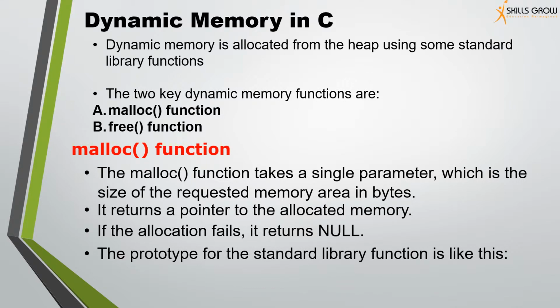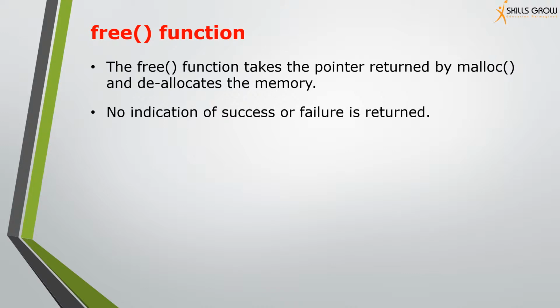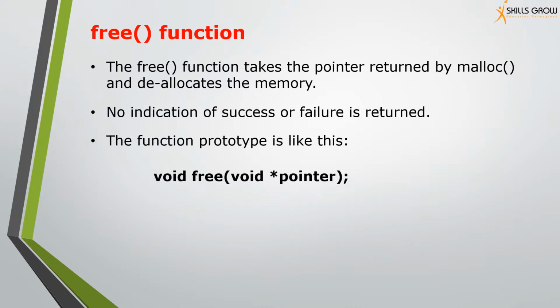The prototype of the function is as follows. And the free function: the free function takes the pointer returned by the allocation and deallocates the memory. No indication of success or failure is returned. The function prototype is as follows.